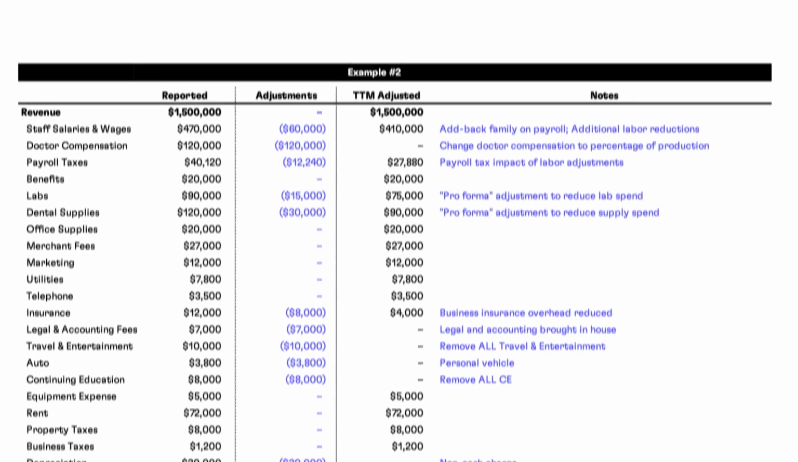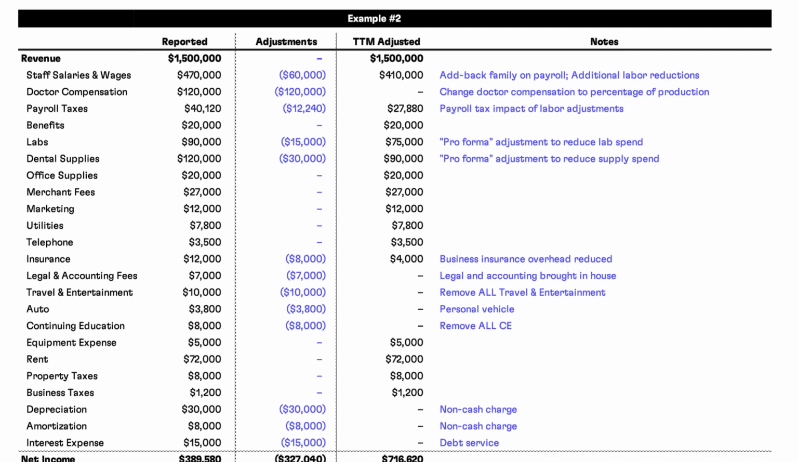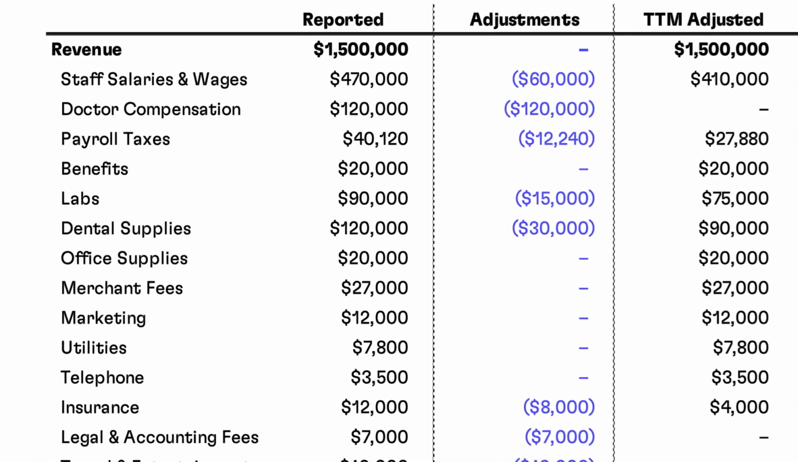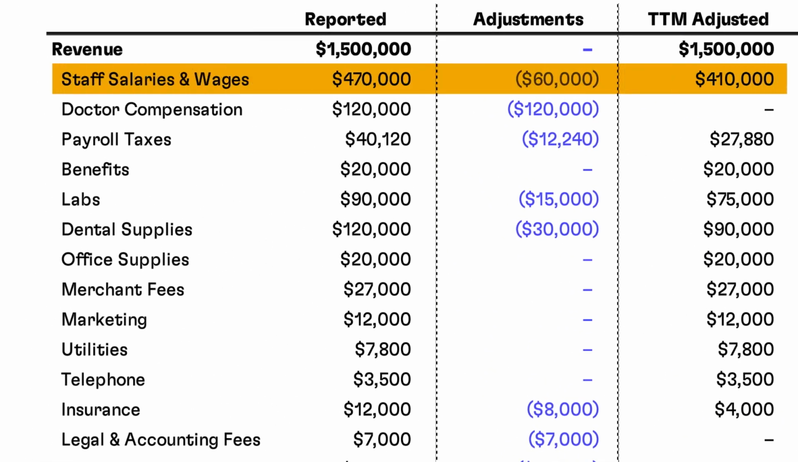Okay, let's get into some more adjustments. The first add back we're going to make here in example 2 is the same as the prior example. We're going to reduce staff salaries and wages. But in this case, we're going to be more aggressive and reduce labor by $60,000 instead of $40,000. Why are we doing this?